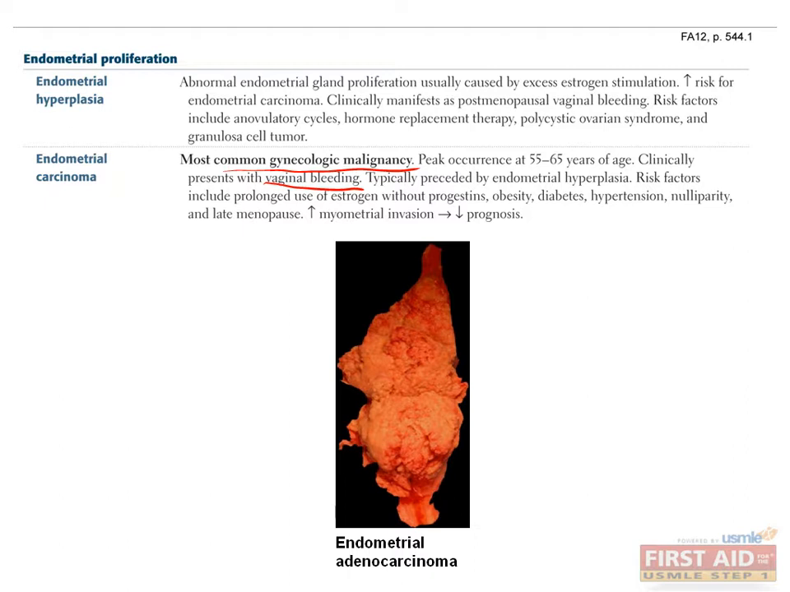But just as a side note, endometrial cancer actually has by far the best prognosis of all the major gynecological malignancies, better than cervical and ovarian cancer.